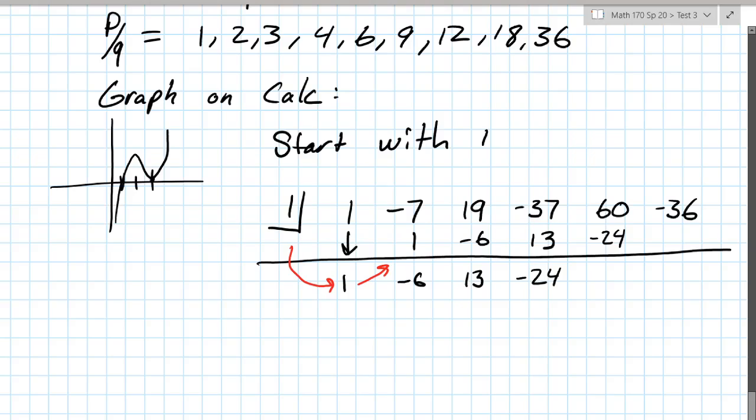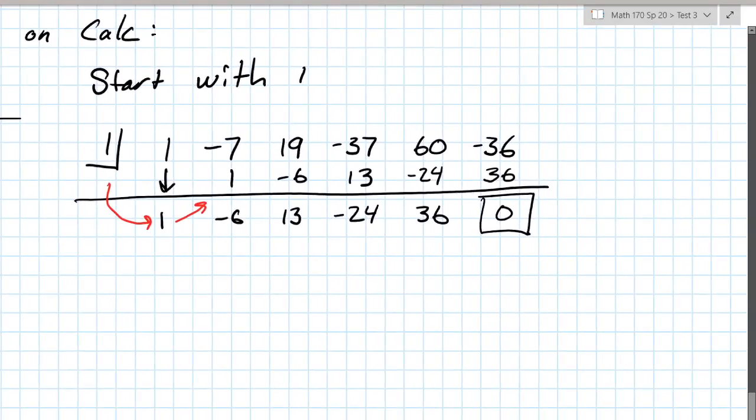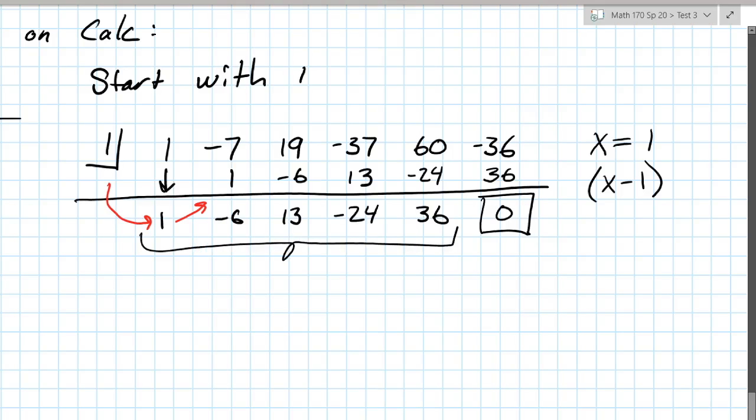60 minus 24 is 36, and times 1 is 36, giving us a remainder of 0. That's good news. So what that means is that x equals 1 is a 0, or x minus 1 is a factor. Now, if x minus 1 is a factor, that means the rest of this can be multiplied by x minus 1.